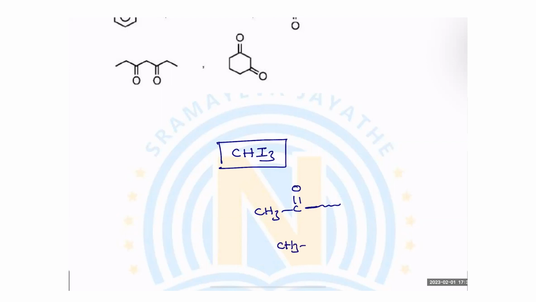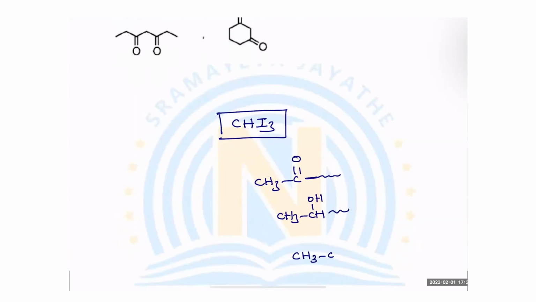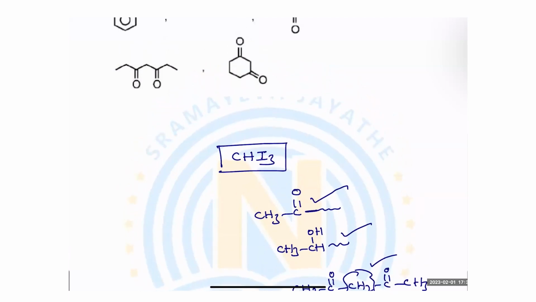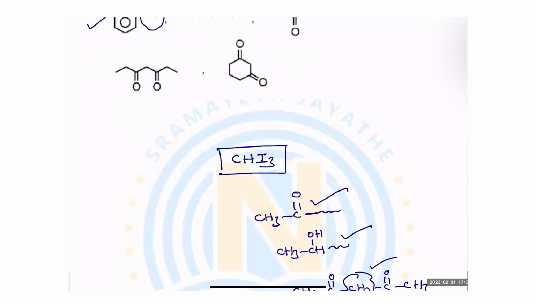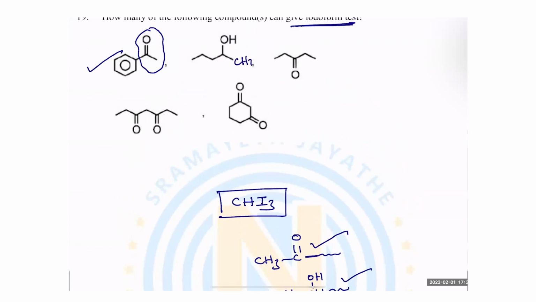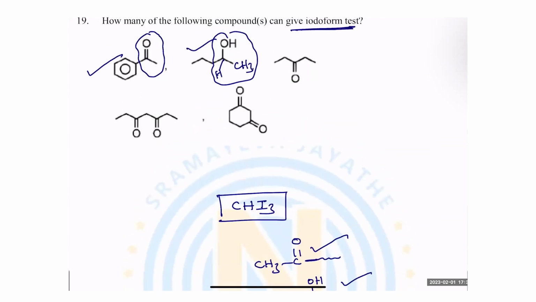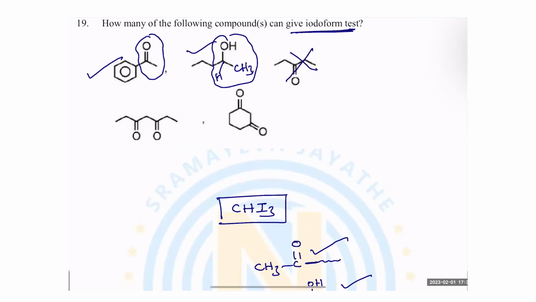Even alcohols of the category CH3CHOH, or compounds where an active methylene group is present, will give a positive result in the iodoform test. Here the required CH3 structure is present, so it will give. Here CH3CHOH, the required structure, is present, so it will give. But here, this is not the required structure, so it will not give. And here an active methylene group is present, it will give. Here also an active methylene group is present, it will give. So the answer to this question is 4.